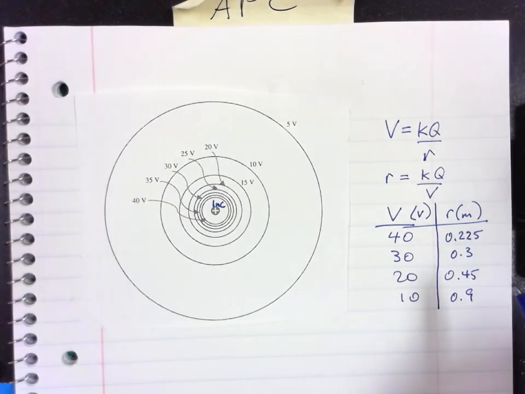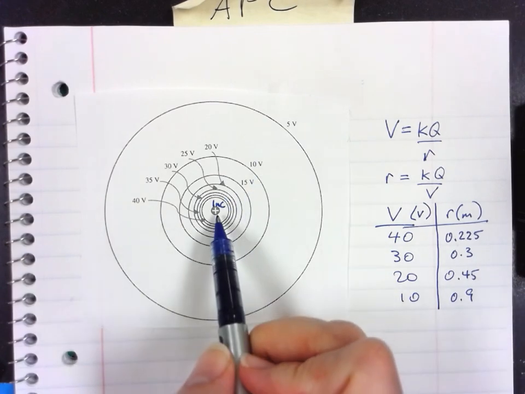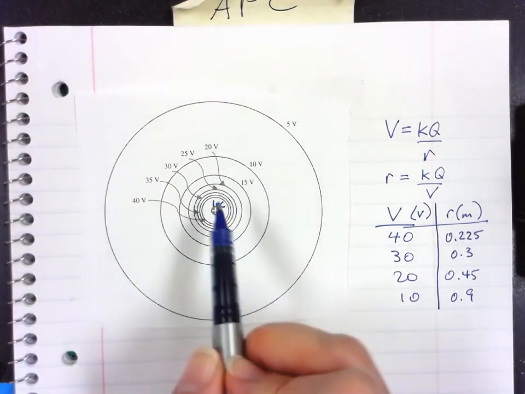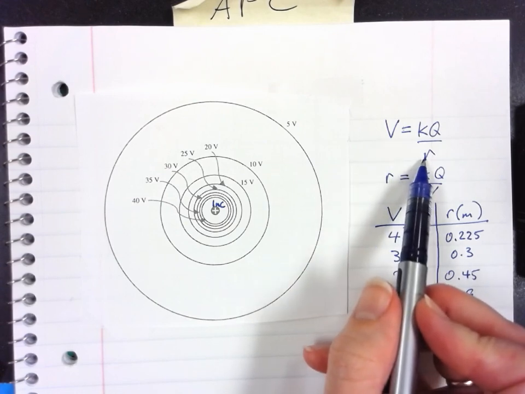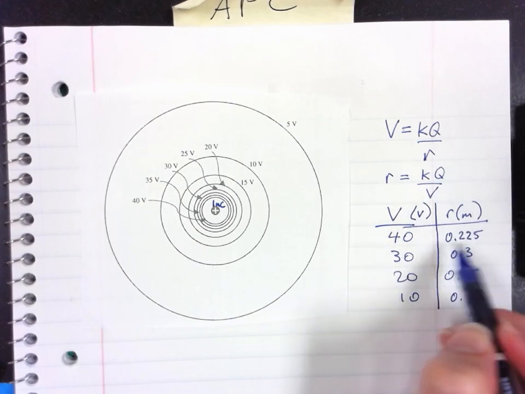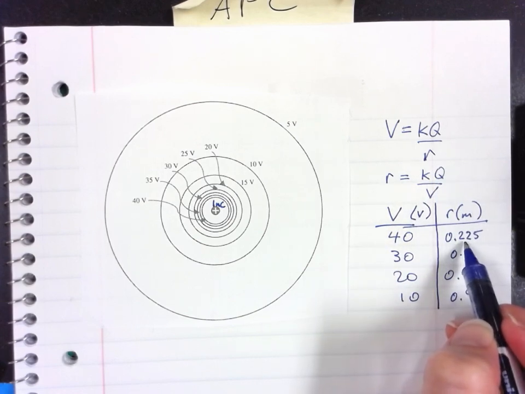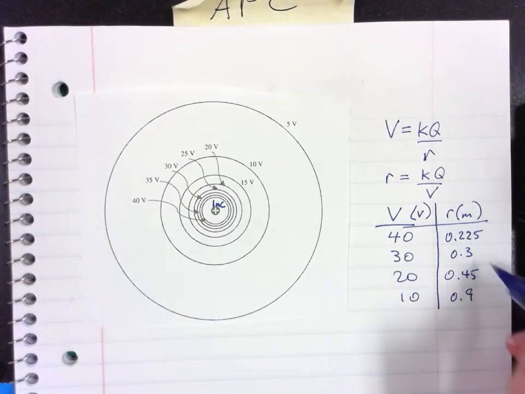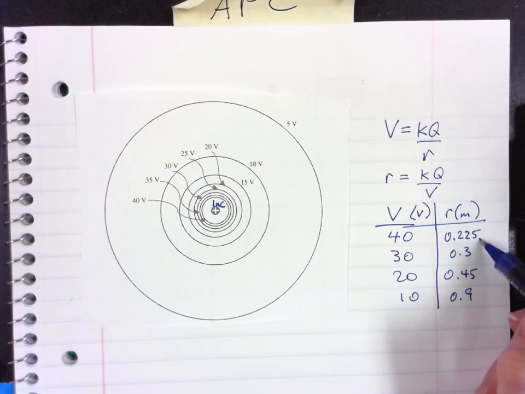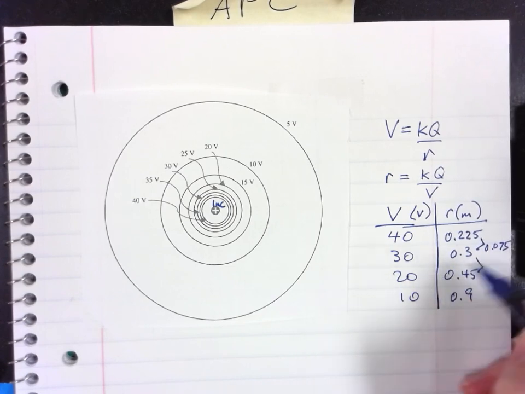One of the features I want you to notice is I keep referring to radius because this point charge is going to make an electric field everywhere around it, and a scalar field, a potential field everywhere around it that's spherically symmetric. So if I calculate this distance, in every direction that distance has the same voltage, so it's an equipotential. I also want you to notice these are not equally spaced. 40 and 30, that's only 0.075 apart. But 30 and 20 volts are 0.15 apart, and 20 and 10 volts are 0.45 apart.